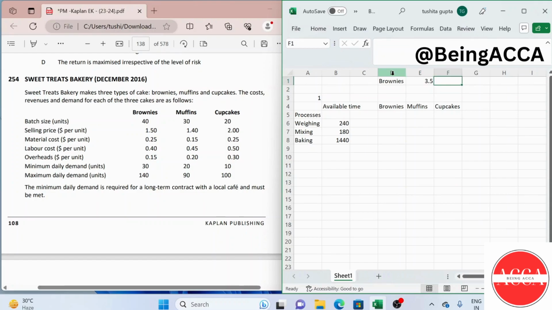So what I will do is, since I want to satisfy the maximum demand, I will make 4 batches. Now coming to muffins. For muffins, the batch size is 30 and the maximum demand is 90. So this becomes 3 batches. Then cupcakes. For cupcakes, I have a maximum demand of 100 and 20 is my batch size, which means I'm going to be making 5 batches of cupcakes.